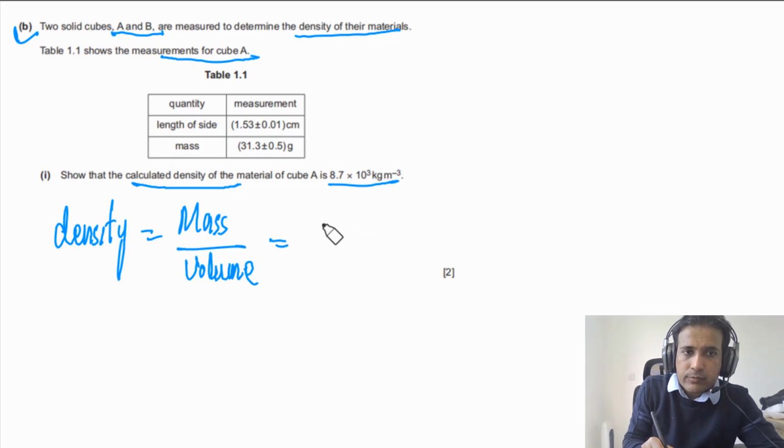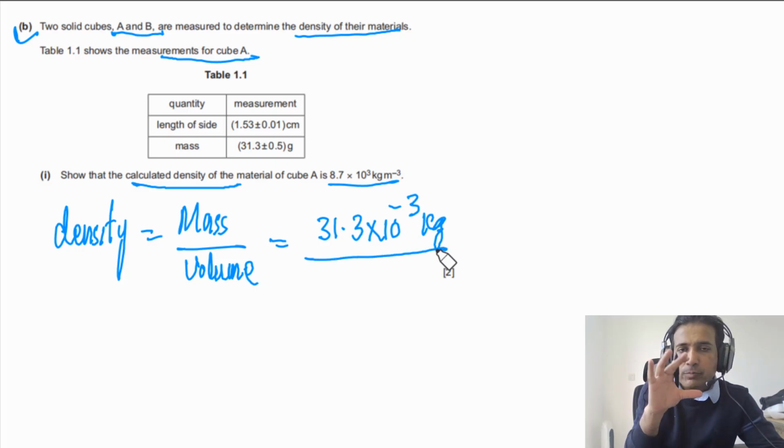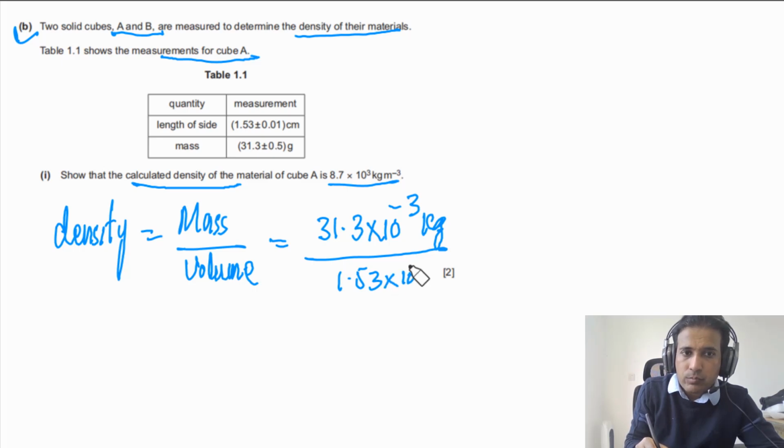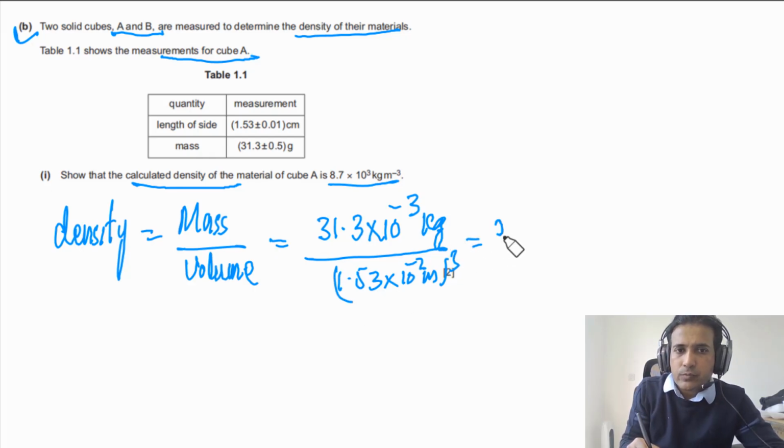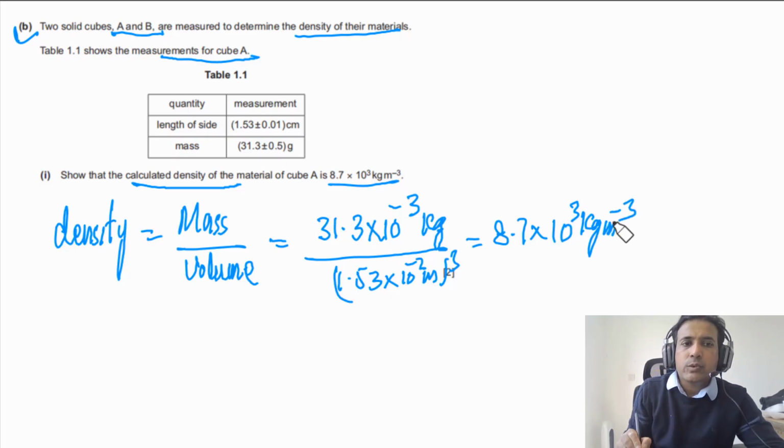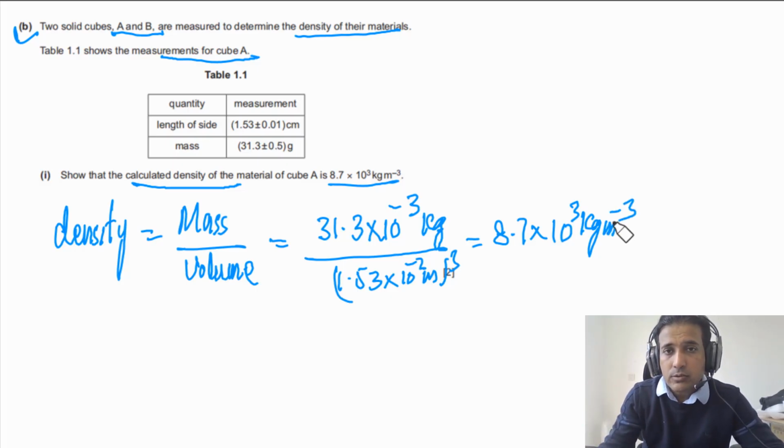Mass in this case is given to us. Mass is equal to 31.3 grams, so we need to convert this into kilograms. As the shape is a cube, we can simply take the cube of one side, 1.3 times 10 to the minus 2, because this is given in centimeters, so we have to convert into meters. Now if we simplify this, we will get 8.7 times 10 to the 3 kilograms per cubic meter. So this is how you can calculate the density of cube A.